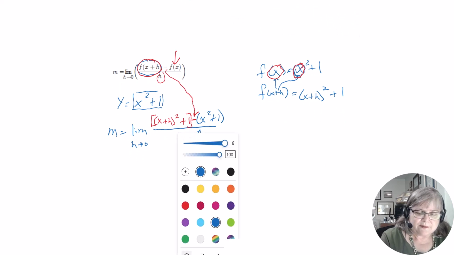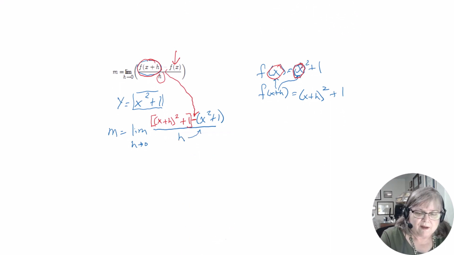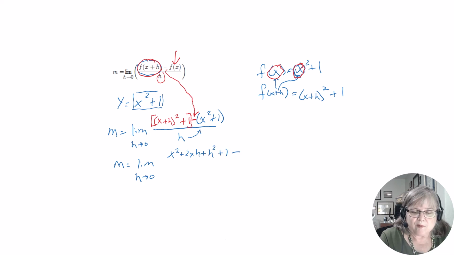So this is m equals the limit as h goes to 0, and we can expand this out. So (x plus h) squared is x squared plus 2xh plus h squared plus 1, and we're going to subtract this x squared and this 1, so it's minus x squared minus 1, over h.